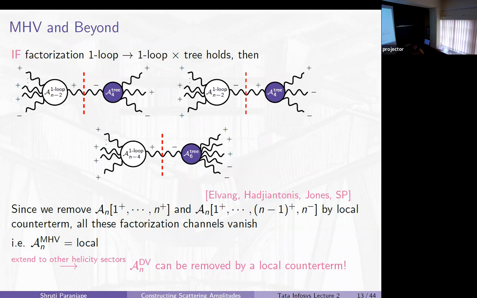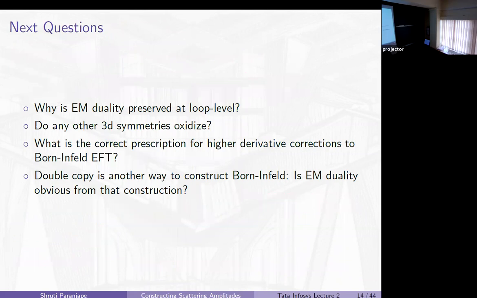tree level symmetry. Okay. There are a lot of questions you can ask as follow-up. We are sort of going to focus in on this last one over here, which is another way of talking about Born-Infeld theory: the double copy. I'll explain exactly what that construction looks like. And then one question could be, is EM duality obvious from that construction? In particular, the double copy construction gives us a way of talking about Born-Infeld, or any theory really, beyond the leading order. So it allows us to talk about high derivative corrections. So that will be the next place that we are headed.